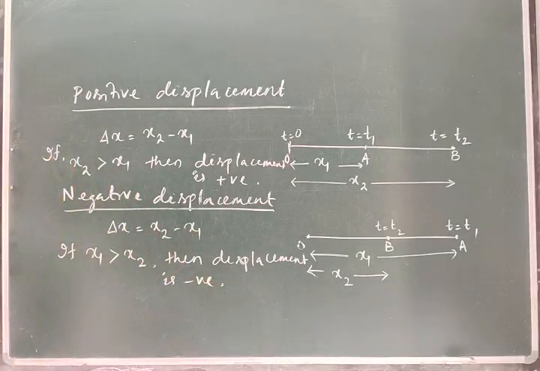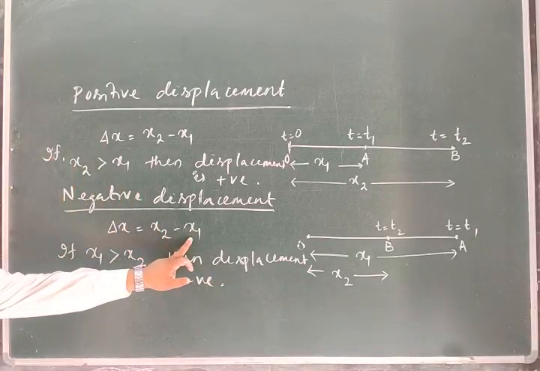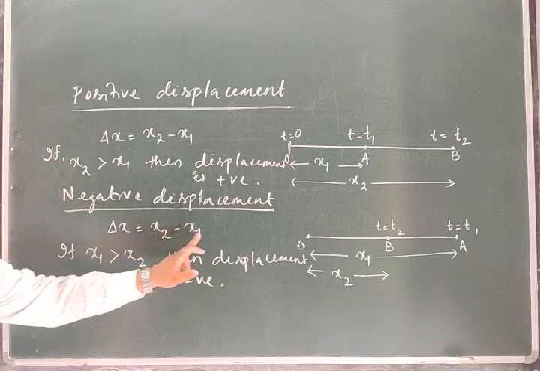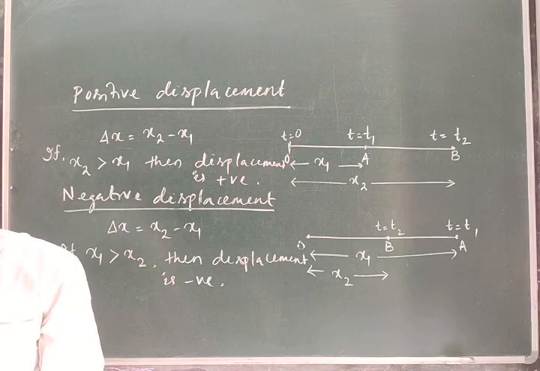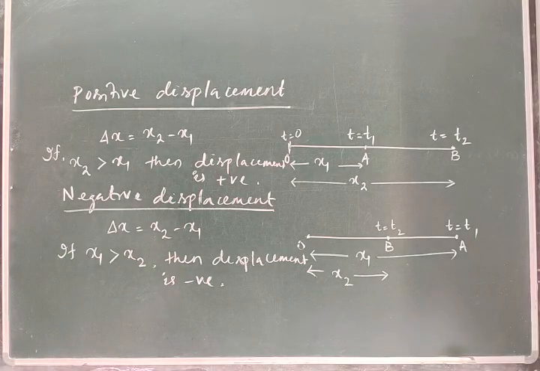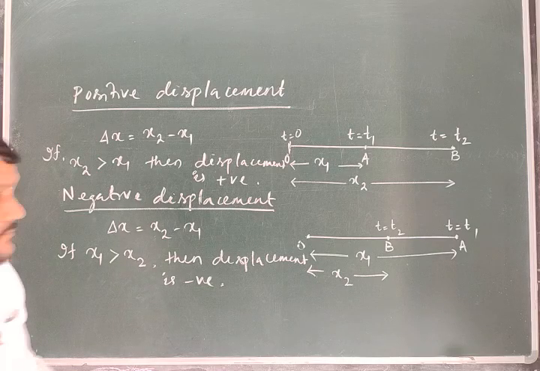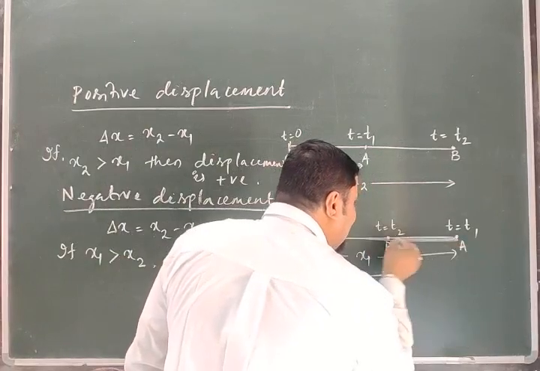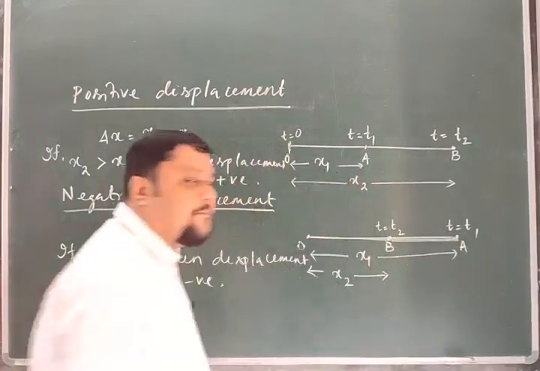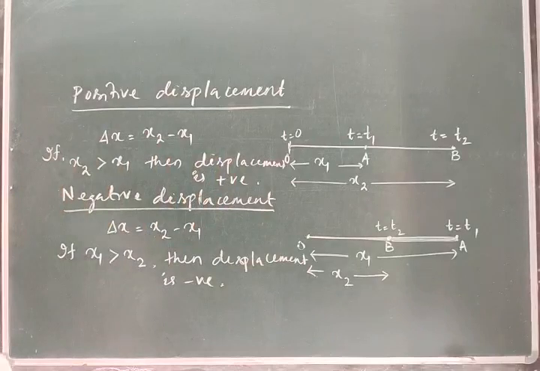x2 minus x1. So here x1 is greater, so a smaller quantity minus a greater quantity, you will get the displacement as negative. So in this case, as you find here, in negative displacement, initially at t1, it covers a long distance, then it comes back to the position B. So that gives you the negative displacement.